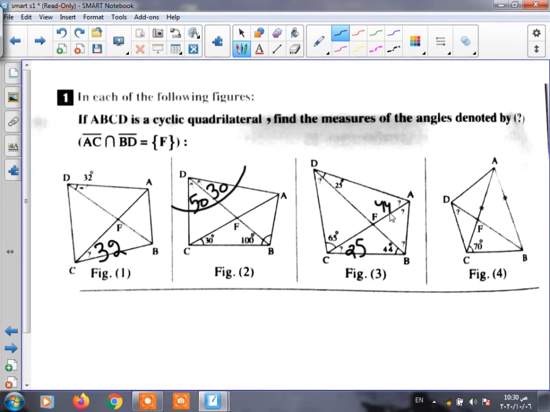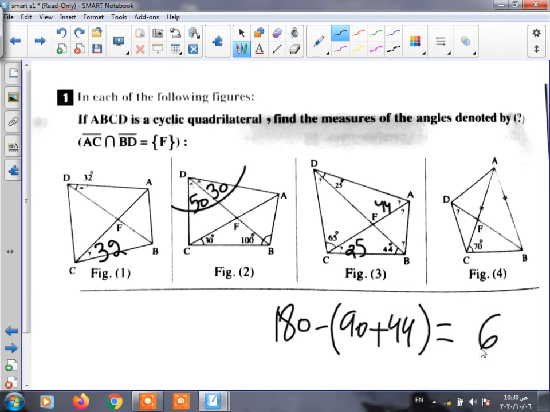What about BAC? We don't have it. So let's find the BGC. It's 180 minus 65 plus 25. It's going to be 90 plus 44. So it's going to be 180 minus 134, so this is going to be 46, and also this is going to be 46. Do we have something else? No, we have got every angle here.